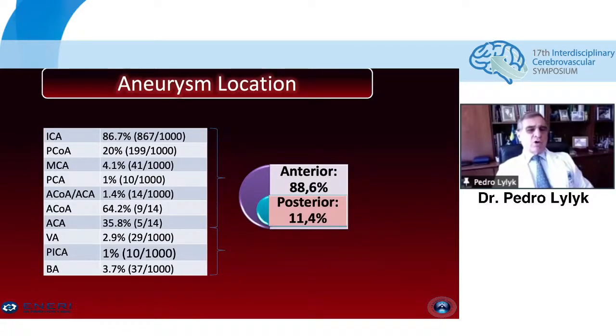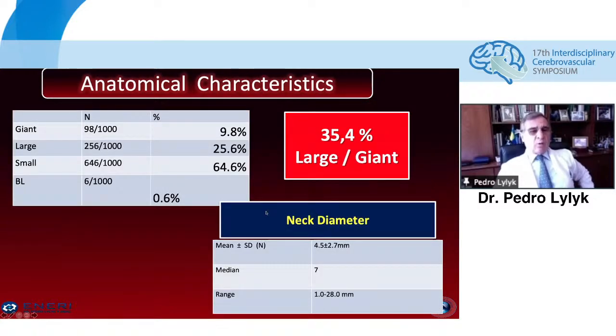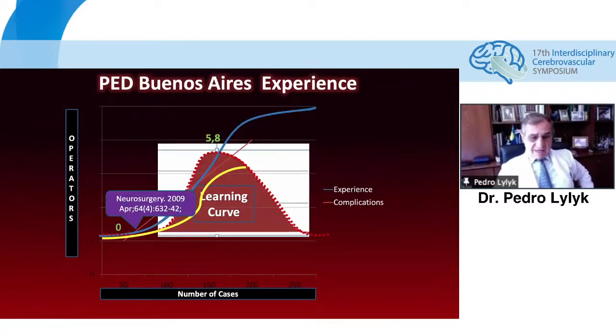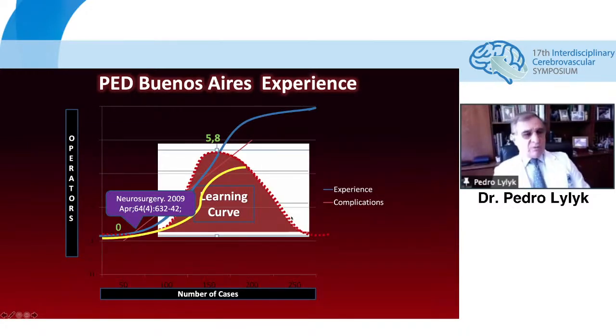We were treating more anterior circulation than posterior circulation, as you can see here. The most frequent aneurysm that we treated was saccular, 84%, but we also have experience with dissecting and fusiform aneurysms, as you will see. One third of the cases were large and giant with a big neck. The mean number of devices that we utilized was a little bit more than one. We started with several devices, but with experience, we use fewer and fewer devices in one single patient.